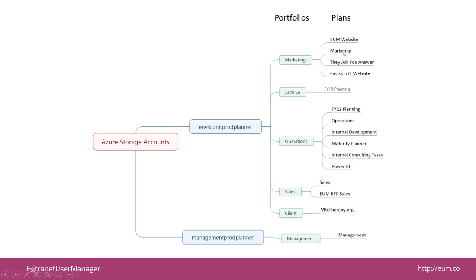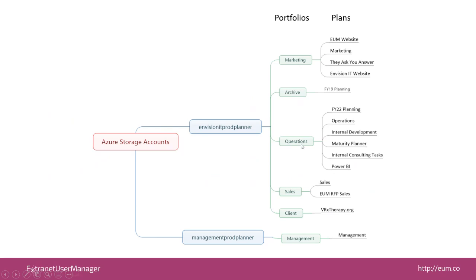I showed you the marketing planner, but we also have a planner for our Extranet User Manager website and our Envision IT website, which are two separate branded web properties. And we have a plan around what we call the Ask You Answer, a content marketing strategy that we've got going. So those are four unique plans that we've arbitrarily said roll up into the marketing portfolio. We have an archive one, which is a place just to put placeholder ones.